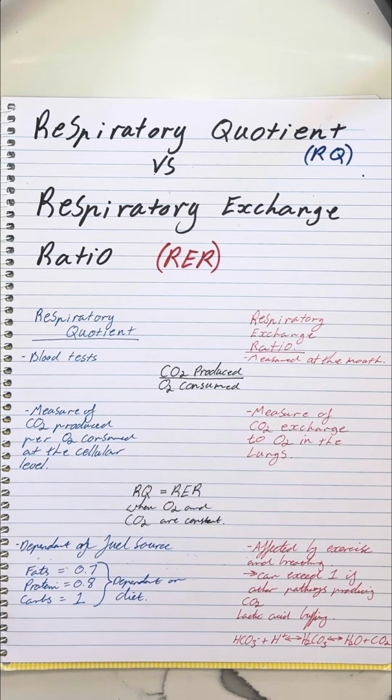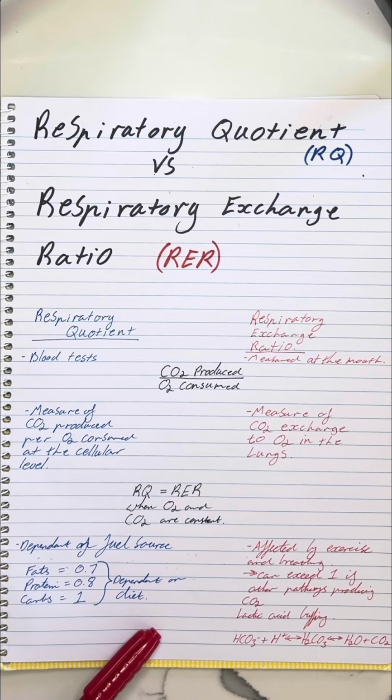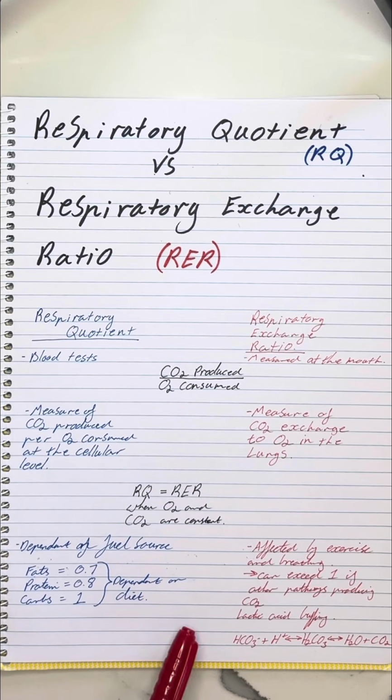The example here is if you're exercising and you have lactic acid being made, the free hydrogen ions will be buffered by bicarb, becoming water and CO2, which is then blown off.